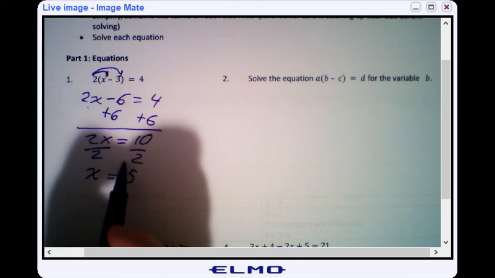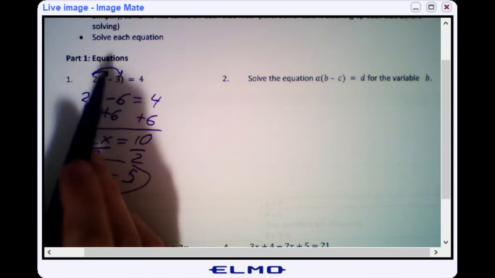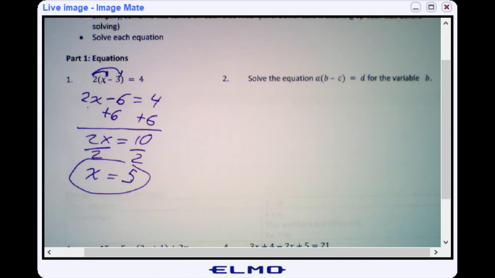I can check that if I want to by plugging 5 in for x, and then plugging it into Desmos and making sure that it does indeed equal 4.